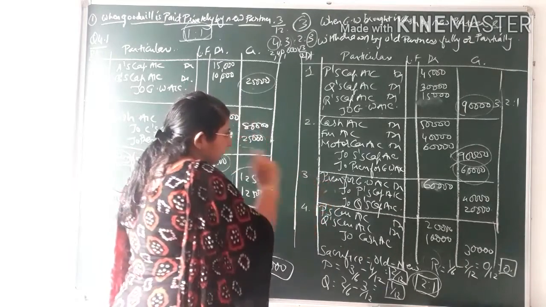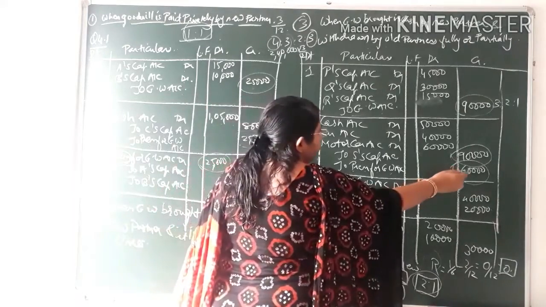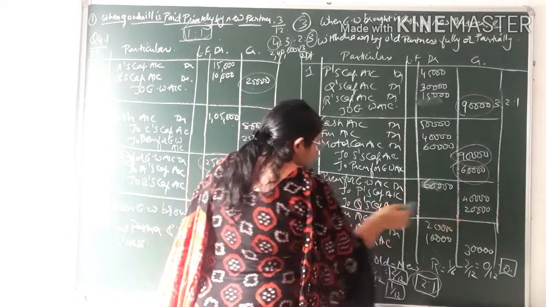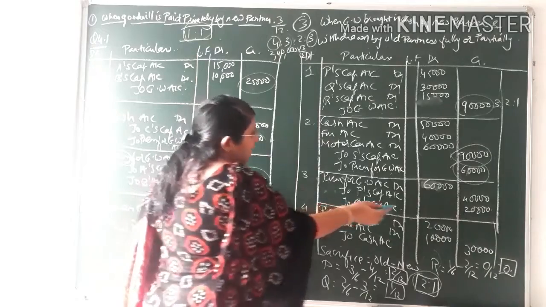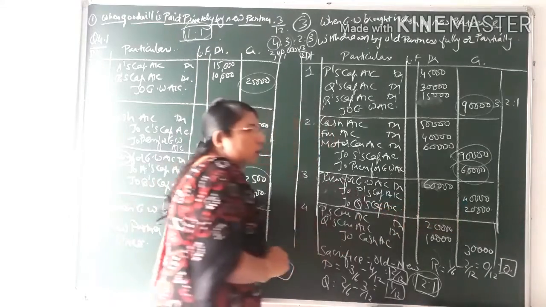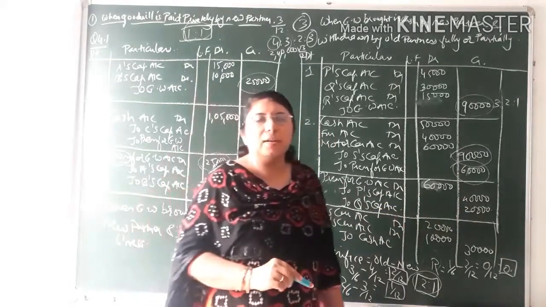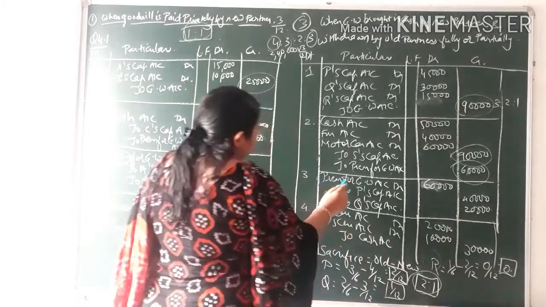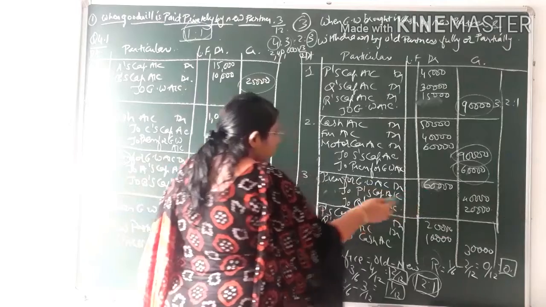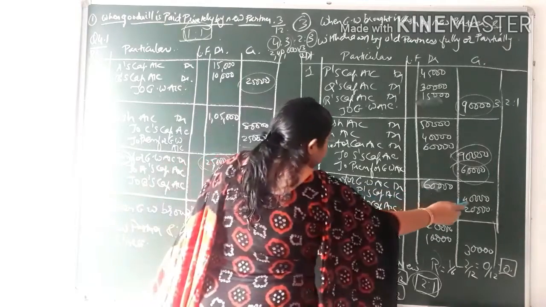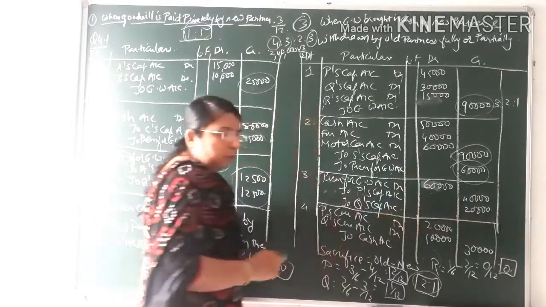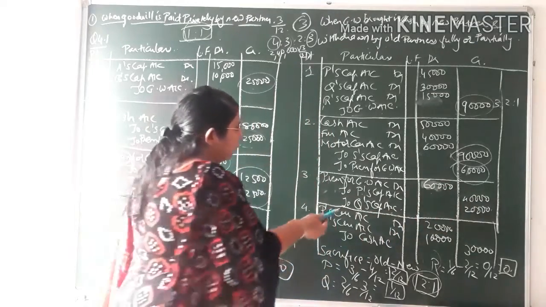So you can see over here 60,000, the goodwill brought by the new partner S, is distributed amongst the two partners, that is P and Q, in the ratio of 2:1. 60,000 divided in the ratio of 2:1 would come to 40,000 and 20,000. So you can see the entry: premium for goodwill account debit 60,000, to P's capital account credit 40,000, to Q's capital account credit 20,000. Up till here we had already studied.